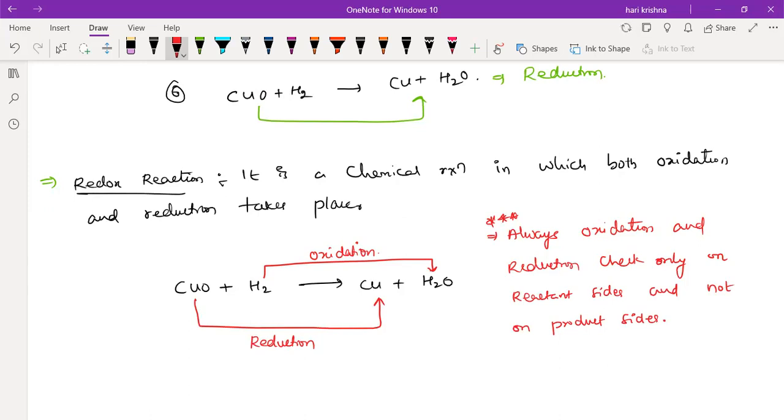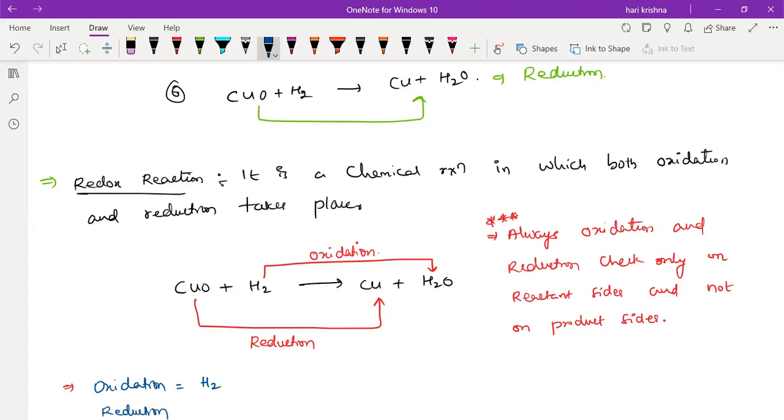Oxidation reaction and reduction reaction, they check only the reactant side, but not the product side. That means which one is the oxidation here? What is the oxidation here? Which one is undergoing oxidation? Hydrogen, only hydrogen.